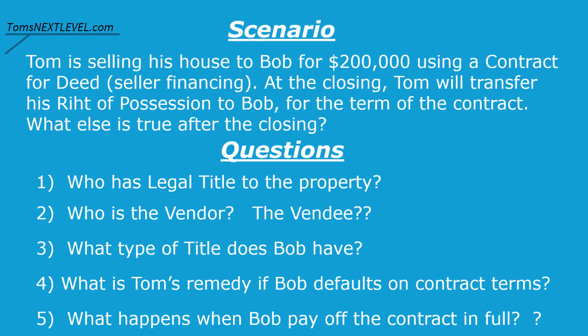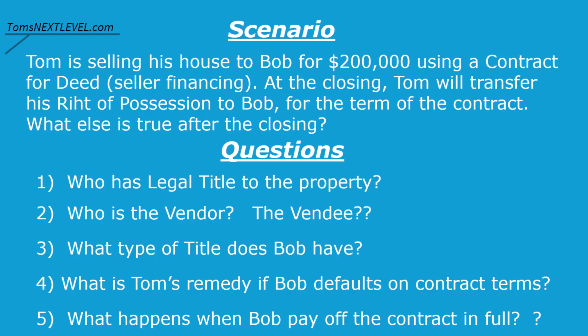Well, here we go with the seller financing scenario. Tom is selling his house to Bob for $200,000 using a contract for deed, clearly a form of seller financing. At the closing, Tom will transfer his right of possession to Bob for the term of the contract. But what else is true after the closing? Well, here's your 5 questions.